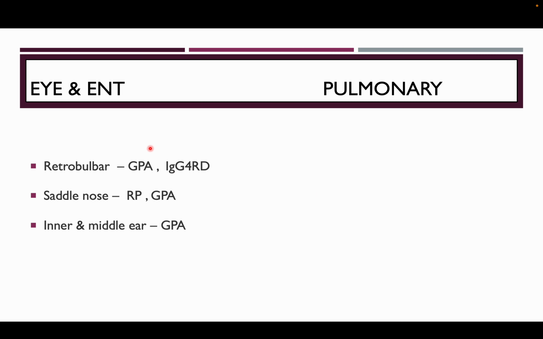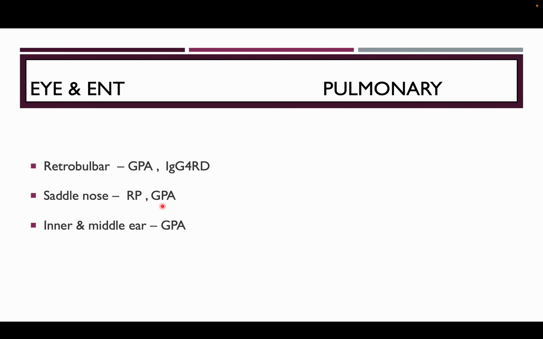So this is GPA, granulomatous polyangiitis, even Wegener's granulomatosis. It can also have arthritis. They can have upper respiratory tract infections and recurrent URTIs and LRTIs. They have retrobulbar involvement also. IgG4 disease can also have retrobulbar involvement.